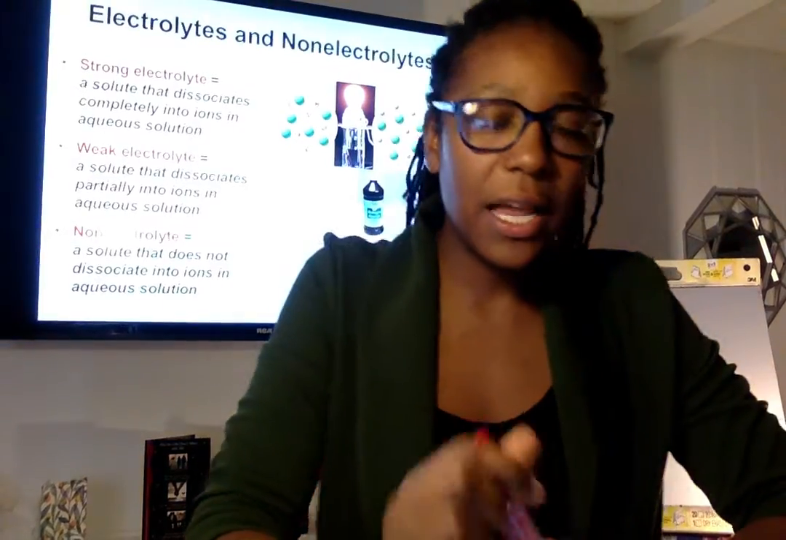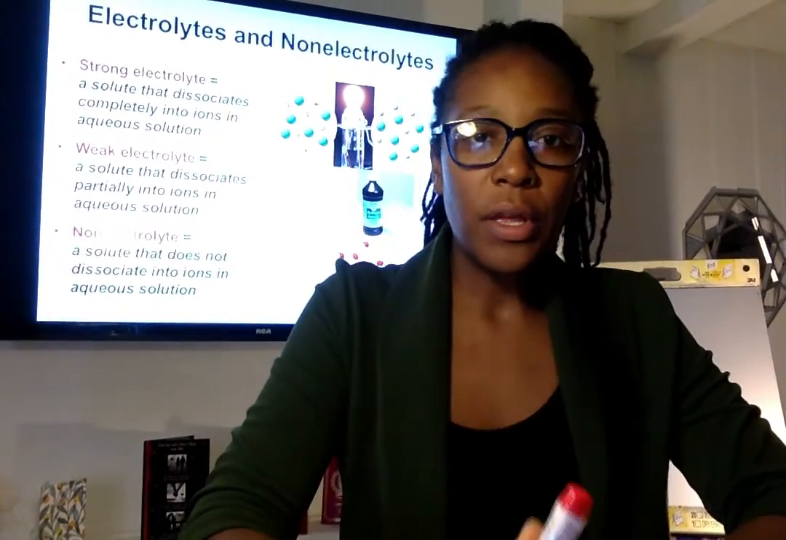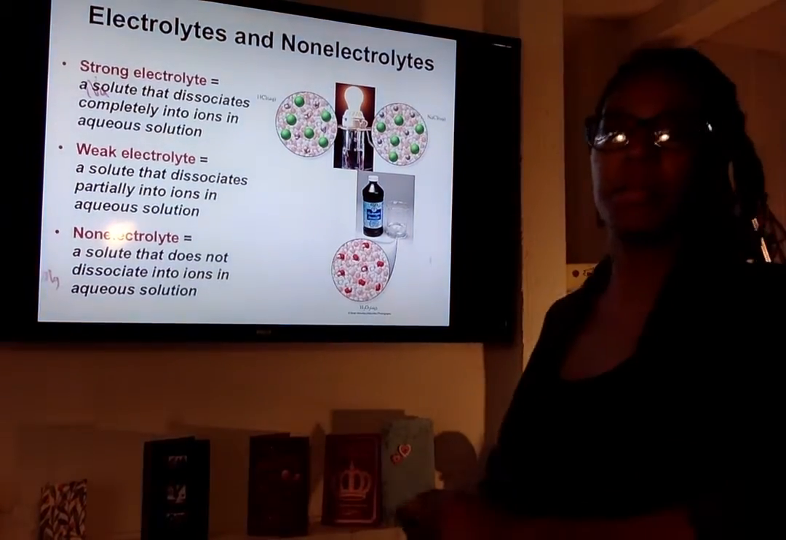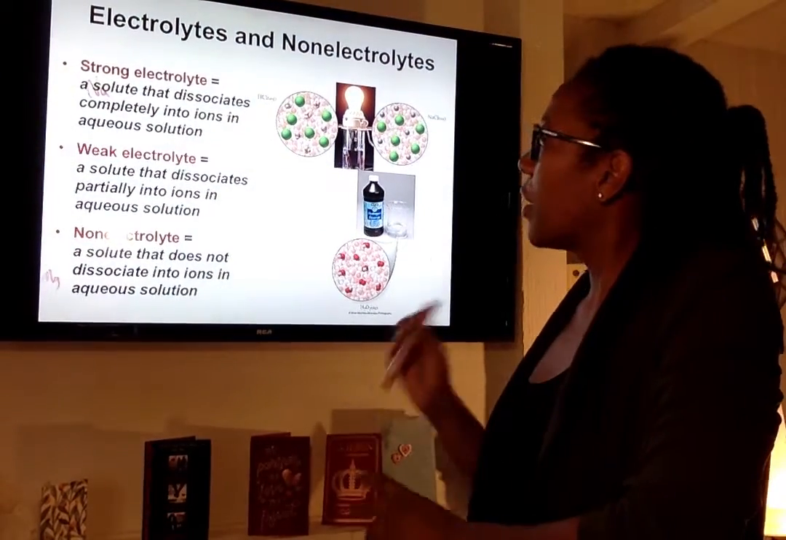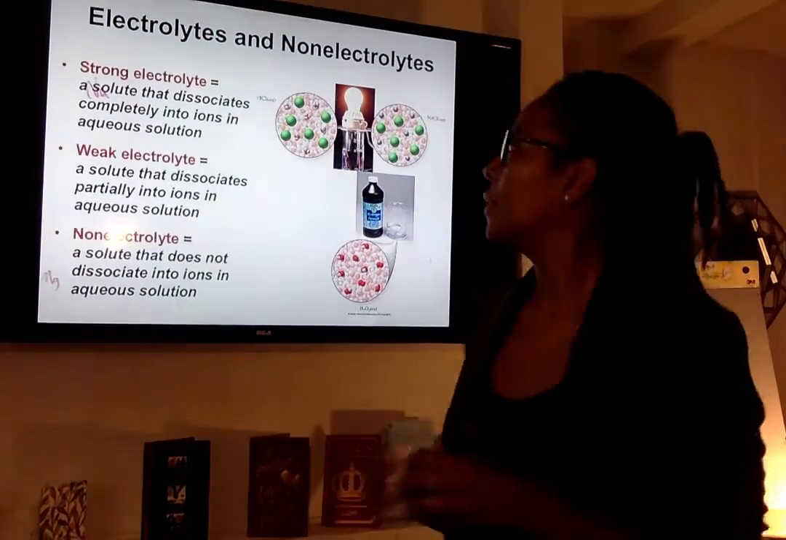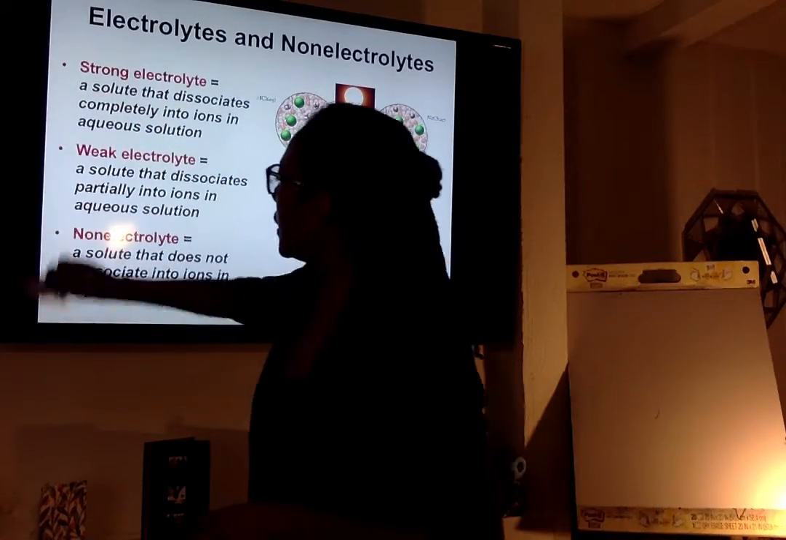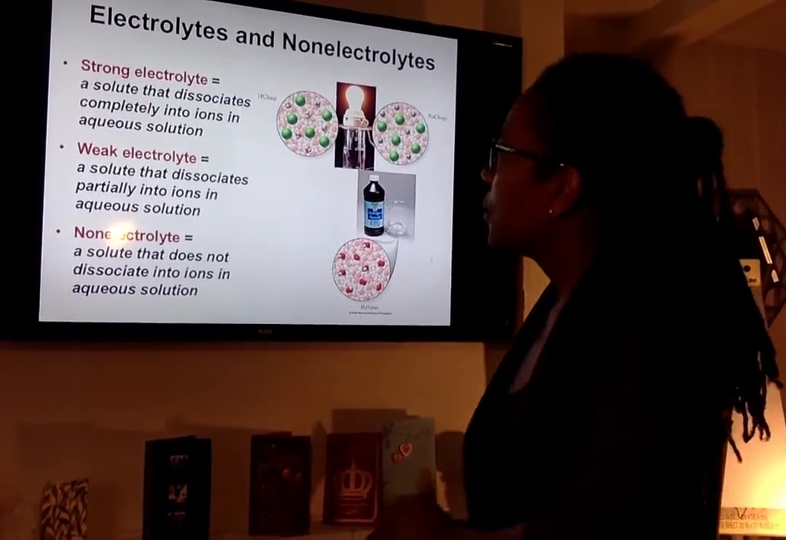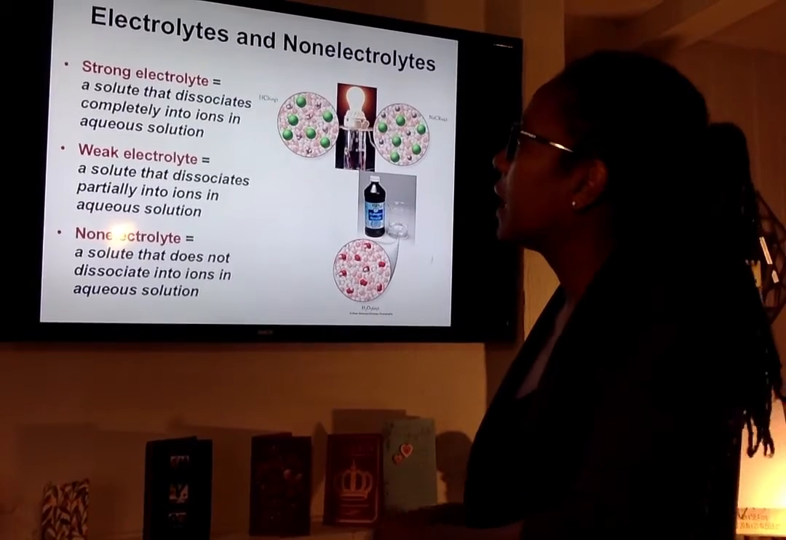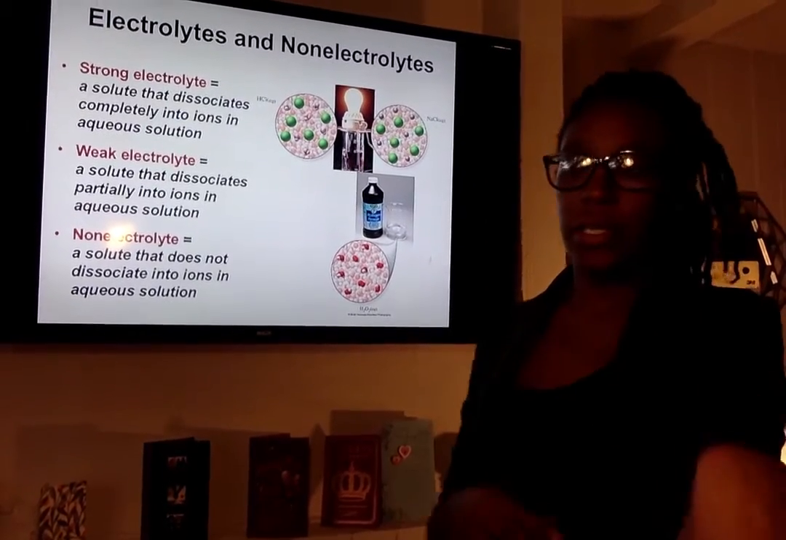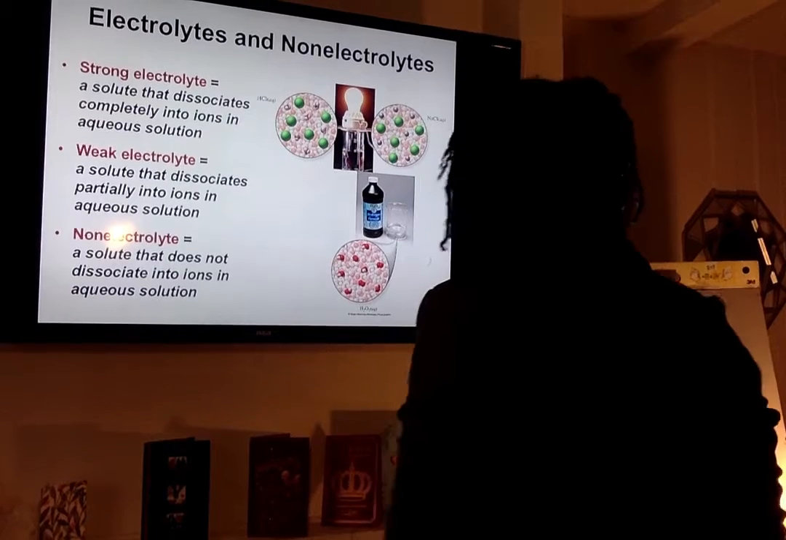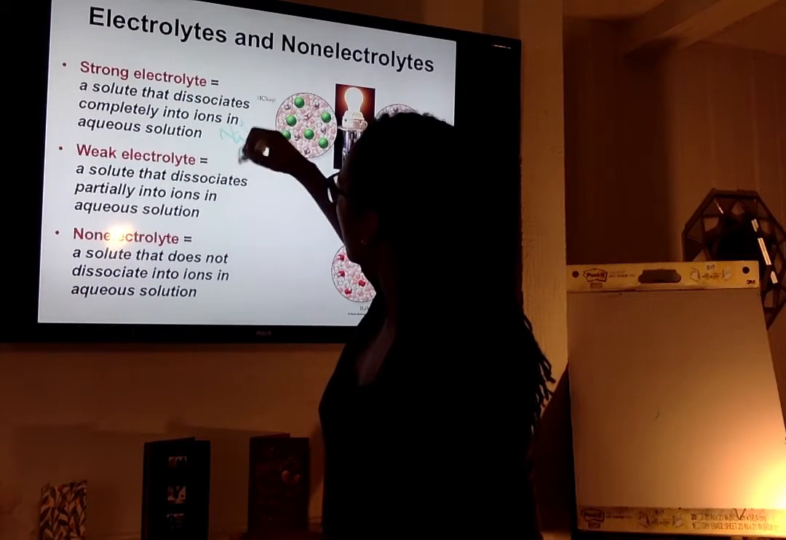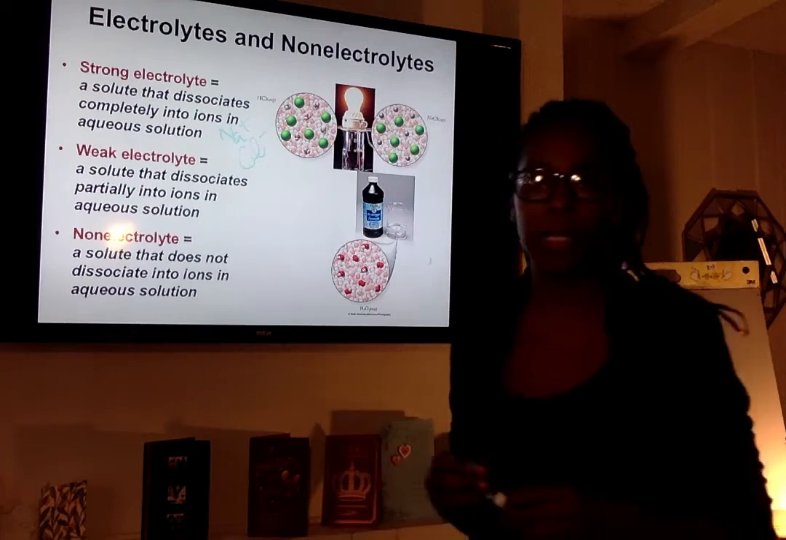So electrolytes and non-electrolytes. You have three different areas that break up electrolytes: strong electrolytes, weak electrolytes, and non-electrolytes. A strong electrolyte is a solute that dissociates completely into ions in an aqueous solution. So this would totally separate into individual ions, Na+ and Cl-, right?